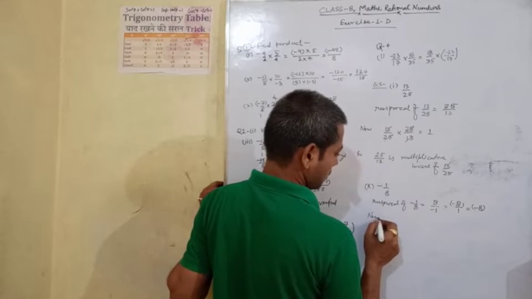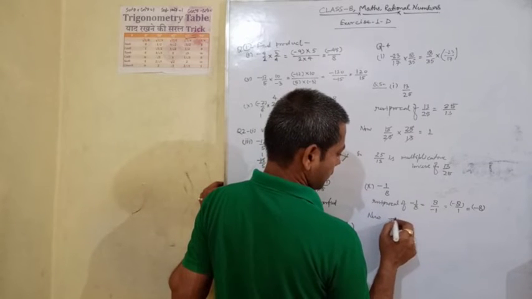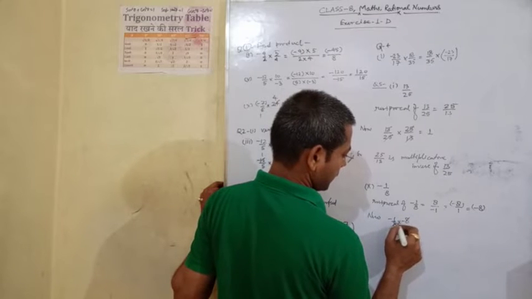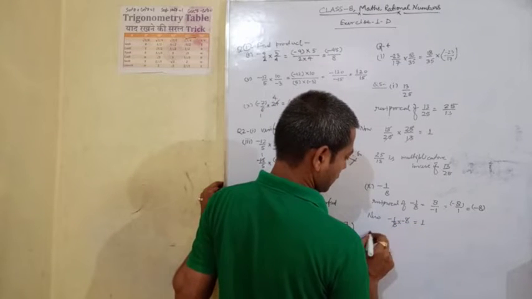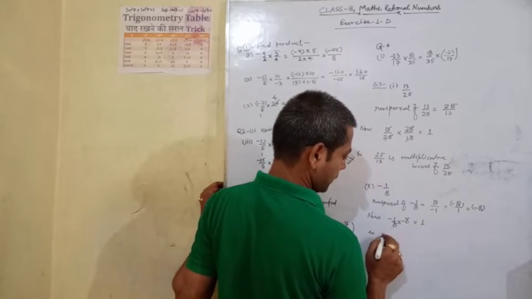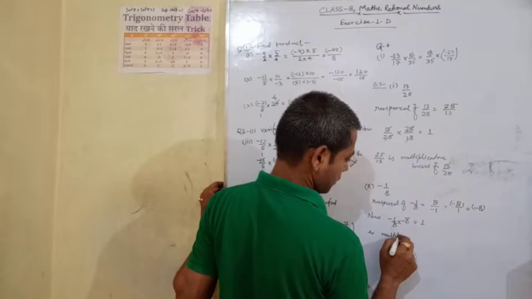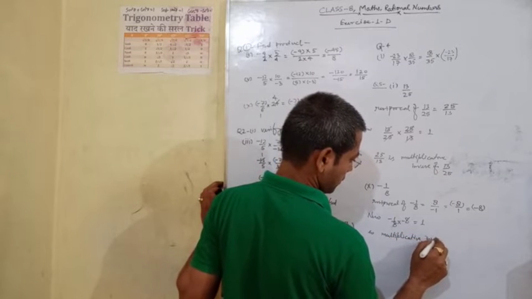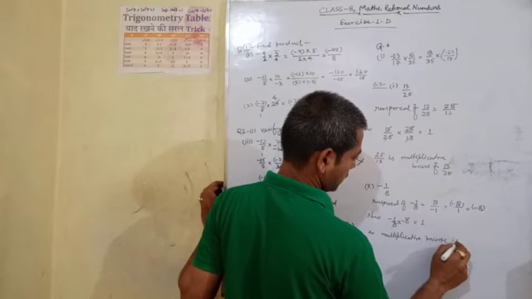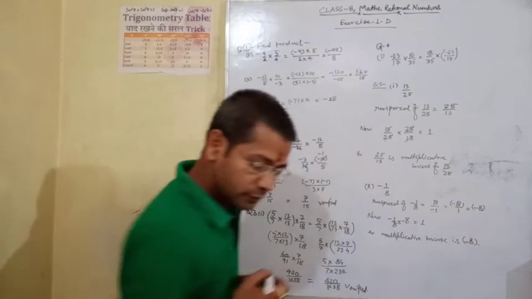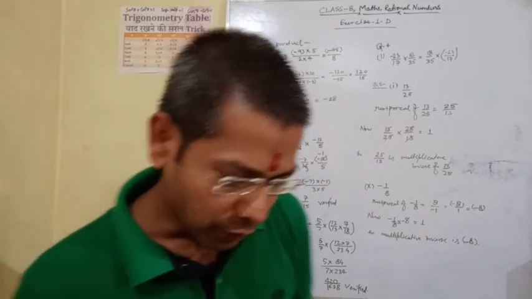Now minus 1 upon 8 multiplied with minus 8 will give you 1. So the multiplicative inverse is minus 8. Now comes find the value. It is asking the reciprocal.